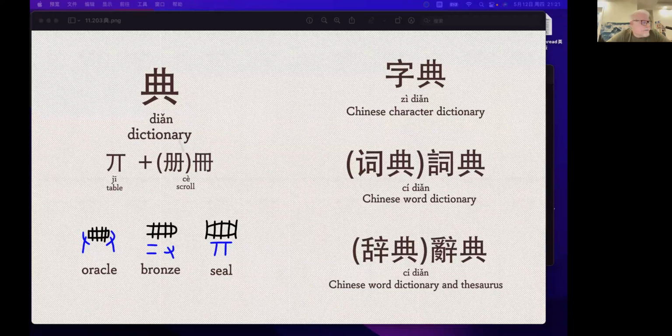So we have a character dictionary. A Chinese word dictionary is also something I should show you.